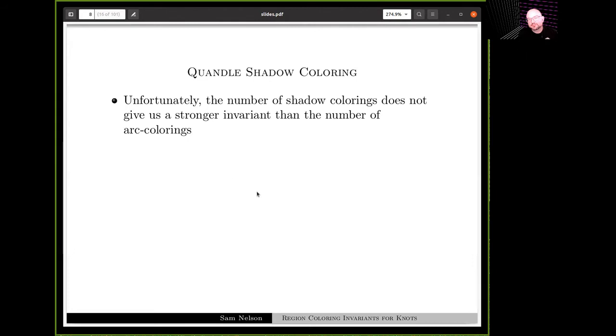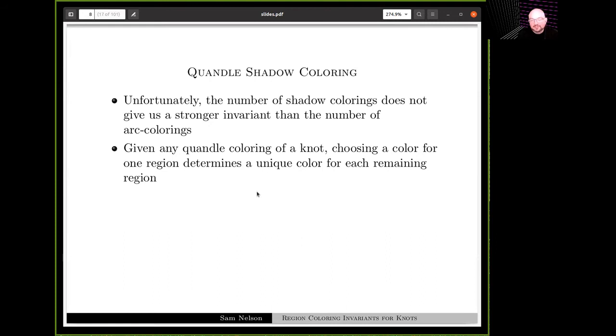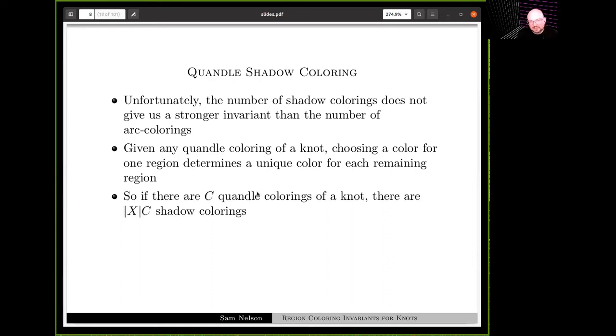Now, unfortunately, the number of shadow colorings does not give us a stronger invariant than just the number of arc colorings. And the reason is that if you have a quantile coloring of a diagram and you pick a region and you give it a quantile color, then any choice of quantile color will work. And just by pushing it across the arcs, that's going to give you a unique color for all of the remaining regions. So what ends up happening is that if you have C quantile colorings of a knot, then you have the number of elements of your quantile times C shadow colorings. Right? And so that is just multiplying your original counting invariant by the size of the quantile. However, all is not lost.